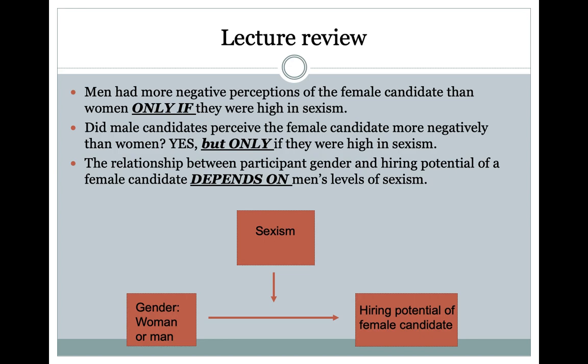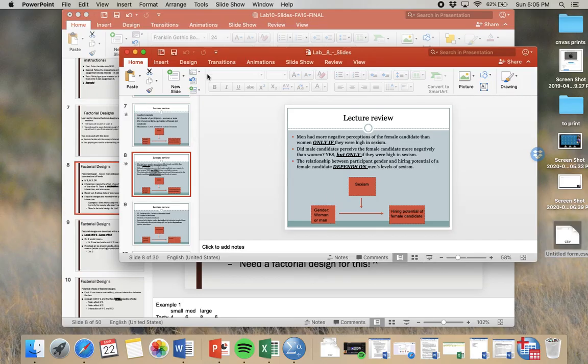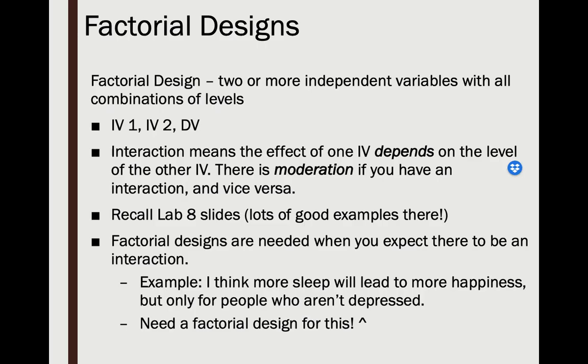guys. Okay, I'm back. So go back to Lab 8 if that is helpful to you. Go back to our lab slides. Okay. Factorial designs are also needed when you expect there to be an interaction. So if you're proposing a hypothesis, for example, I think more sleep will lead to more happiness, but only for people who aren't depressed. If that's your hypothesis, you need a factorial design, because a factorial design is how you test that.